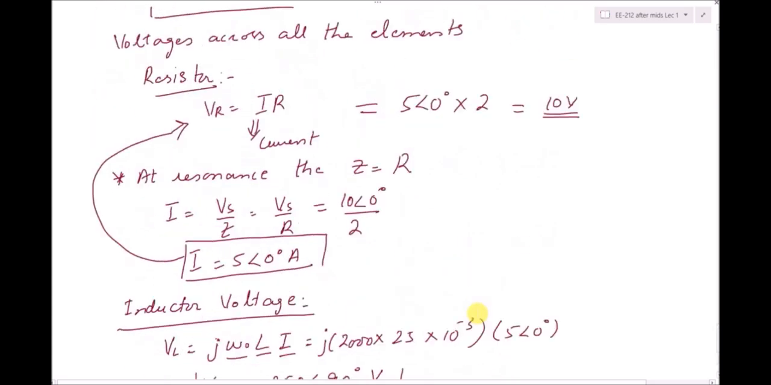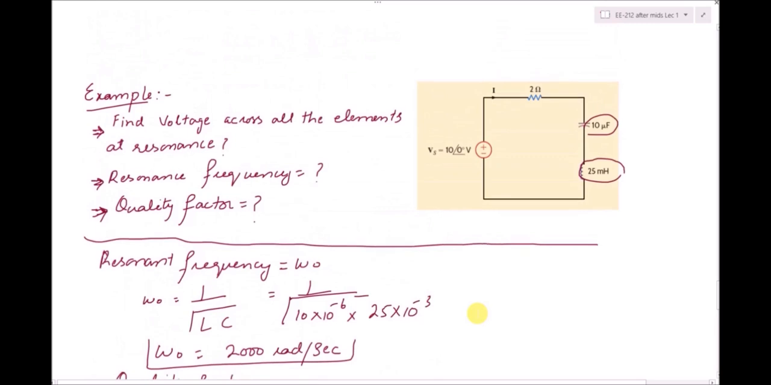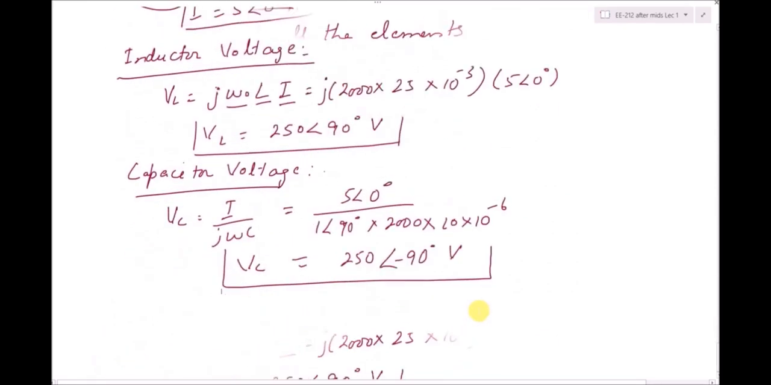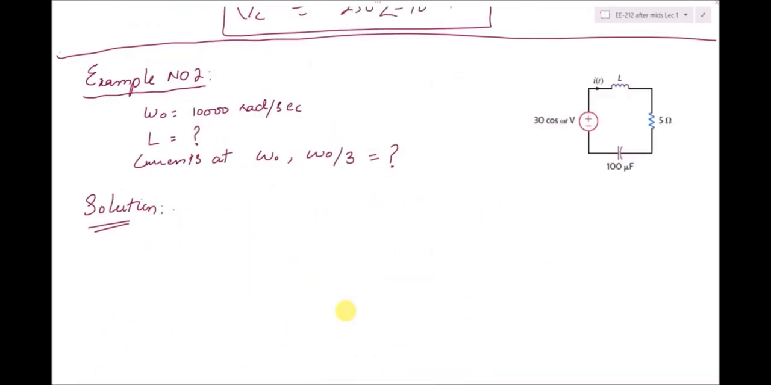So this was a simple example of how to solve a simple RLC circuit at resonant frequency. Now for the second example, again we are given an RLC series resonant circuit.